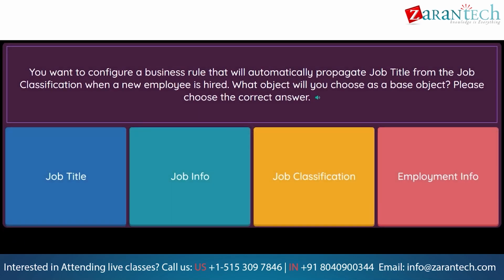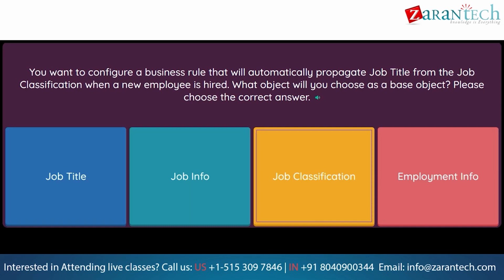Question: you want to configure a business rule that will automatically propagate job title from the job classification when a new employee is hired. What object will you choose as a base object? Please choose the correct answer. Option 1: Job title. Option 2: Job info. Option 3: Job classification. Option 4: Employment info.